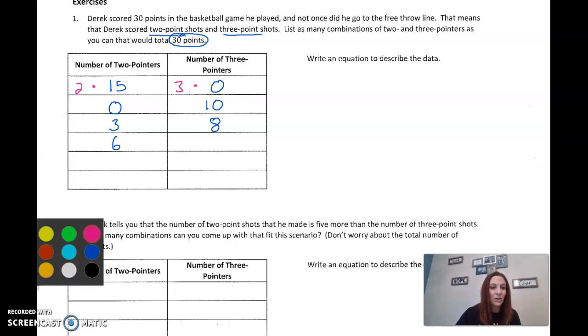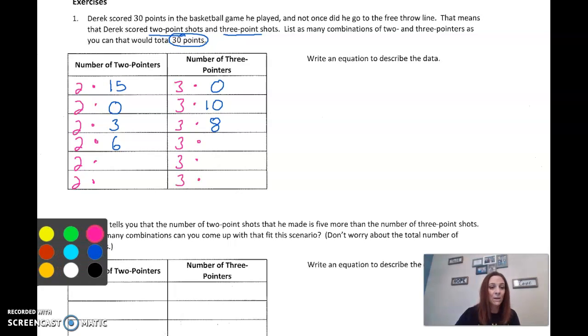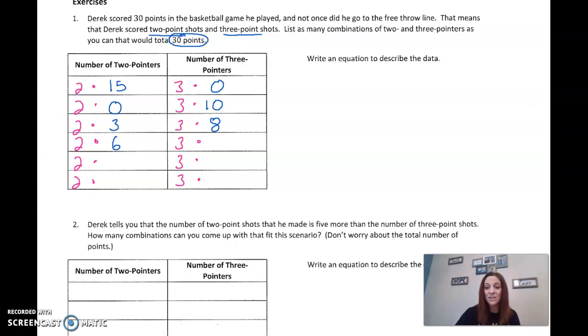Because again, what we're doing with all of these is going 2 times whatever this number is, and then 3 times whatever the other number is, and we add them together, and they have to equal 30. So if I had 2 times 6, that's 12. And 30 minus 12 is 18. Well, 3 times what number equals 18? 3 times 6. So you could have 6 2-pointers and 6 3-pointers.